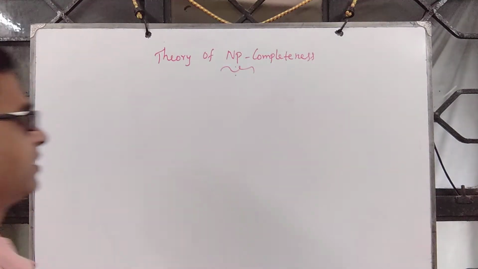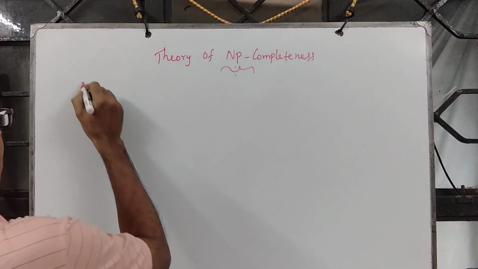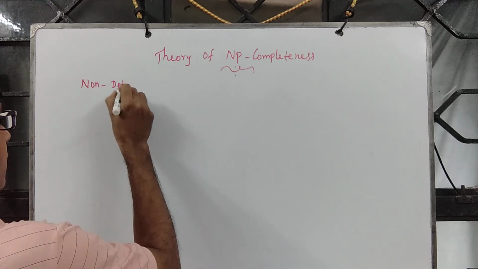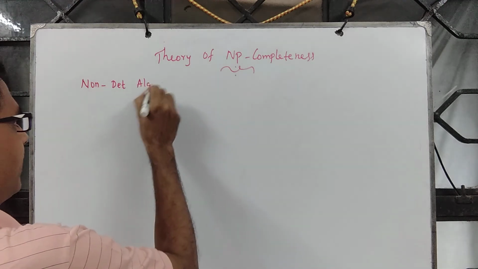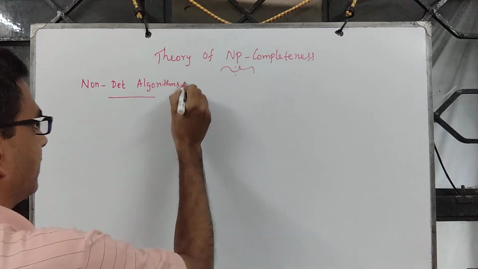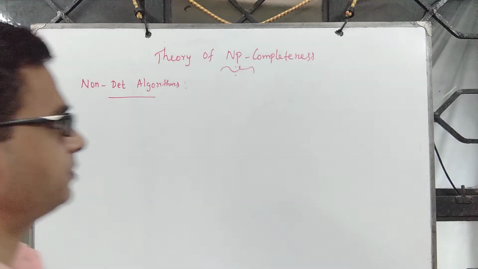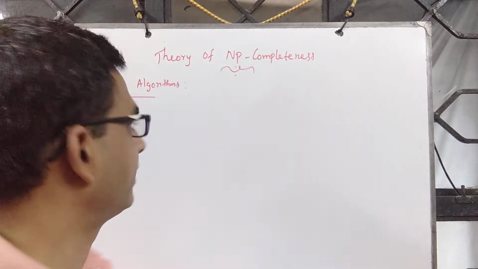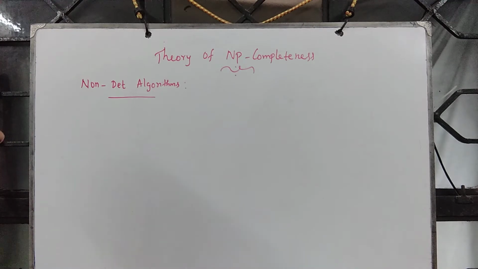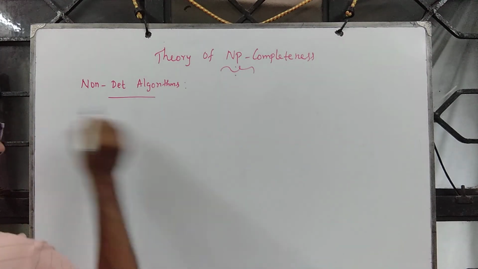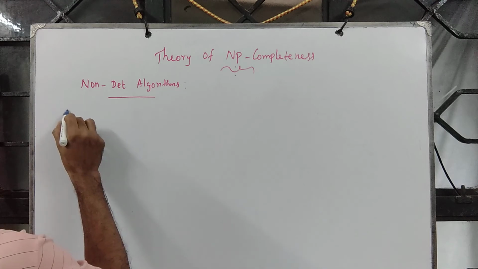Let us continue our discussion on NP completeness. So the focus is on designing non-deterministic algorithms. We shall see how to design algorithms, what steps one has to follow in designing non-deterministic algorithms and things like that. Let's define a couple of classical problems which we shall be using as part of our discussion.